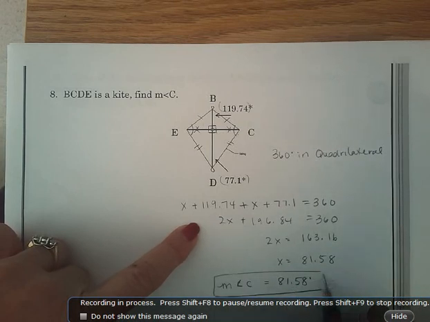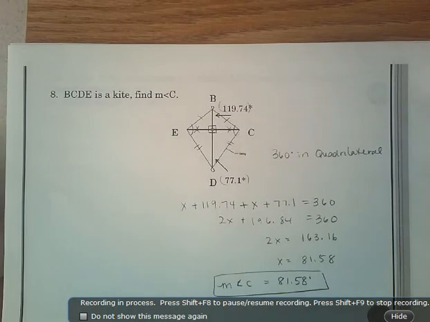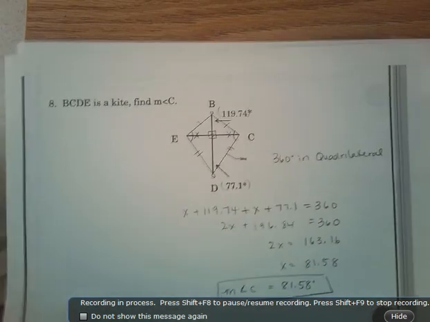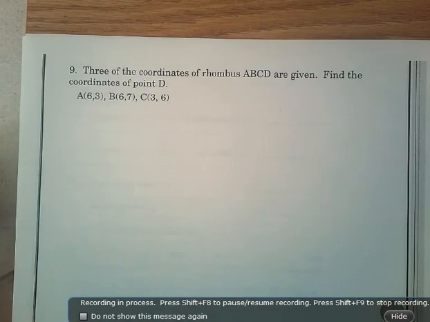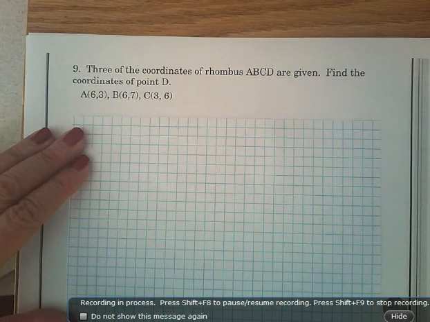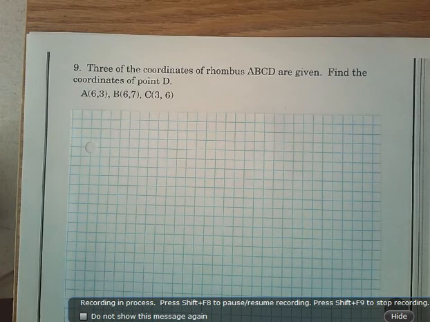Well, first of all, I know that I have a rhombus. So what do I know about a rhombus? First of all, it's a parallelogram. With it being a parallelogram, we know that opposite sides are parallel, opposite sides are congruent. One pair of opposite sides is parallel and congruent. We know that our diagonals bisect. We know that the consecutive angles are supplementary, which is 180 degrees.